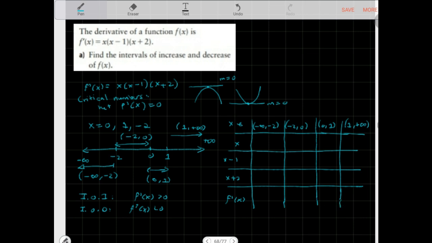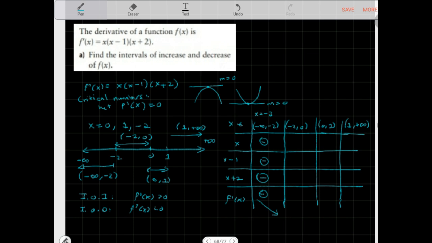So what we want to do is find intervals of increase and decrease. Between the interval of negative infinity and negative 2, I'm going to pick a value. Let's say x is equal to negative 3. In this case, x is negative. In the factor x minus 1, negative 3 minus 1 is negative 4, which is negative. And then negative 3 plus 2 is negative 1, which is negative. If you multiply the negative values of each factor together, f prime of x here is going to be negative. So if f prime of x is negative, then we have a negatively sloping line.